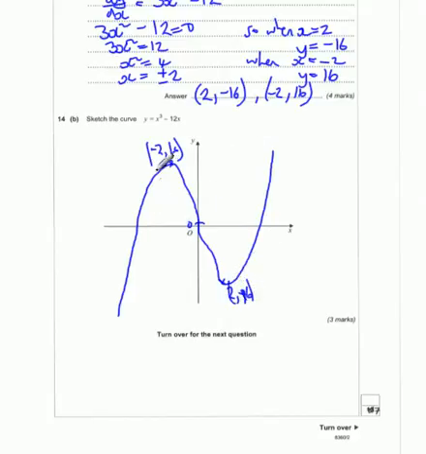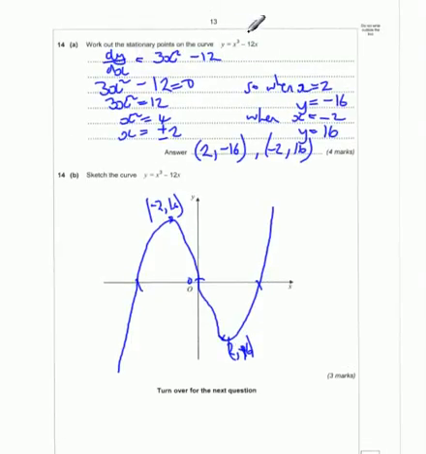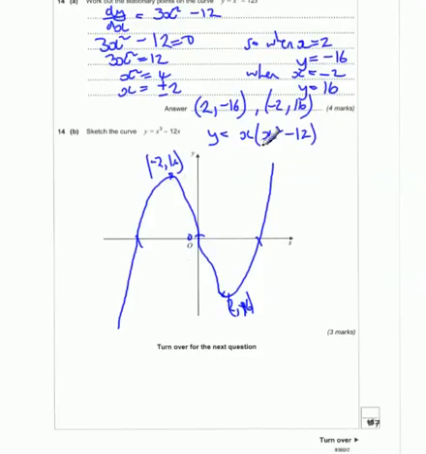Other points we should label, just to make this a good, clear sketch with all interesting points labeled, is the roots of this equation. So we get the roots by looking at the solutions to our equation. So if we factorize this, what we get is y equals x, and then x squared minus 12. The x here tells us that it crosses through at 0, that is our first solution, and it's from this x squared minus 12 that the other solutions come from.